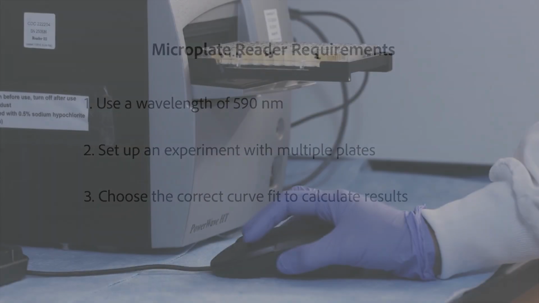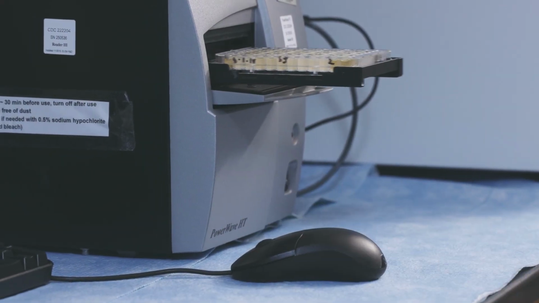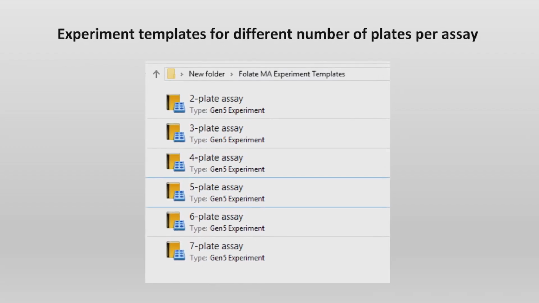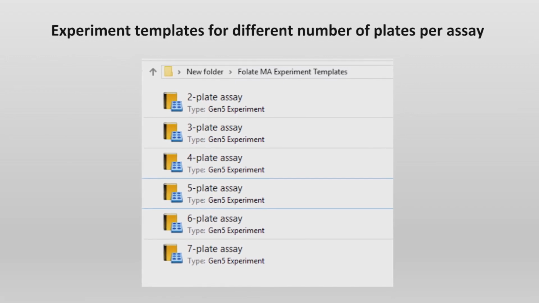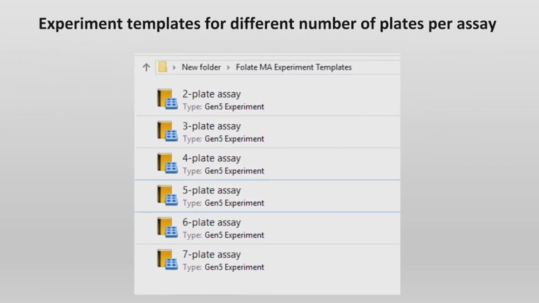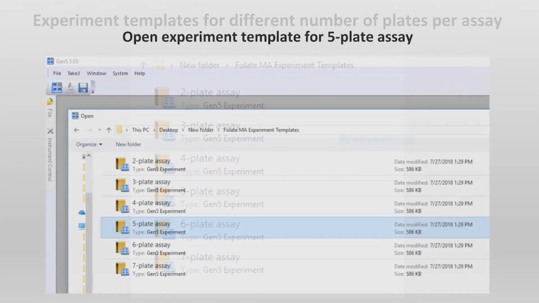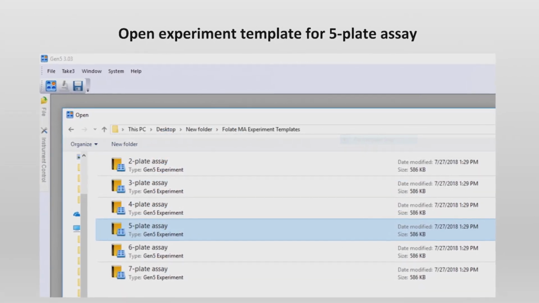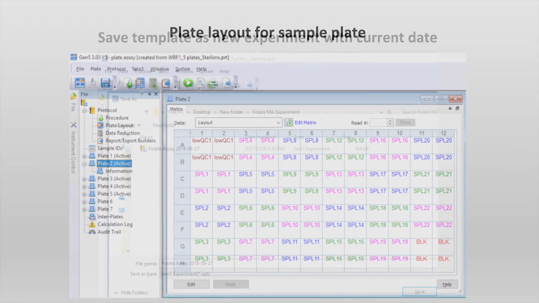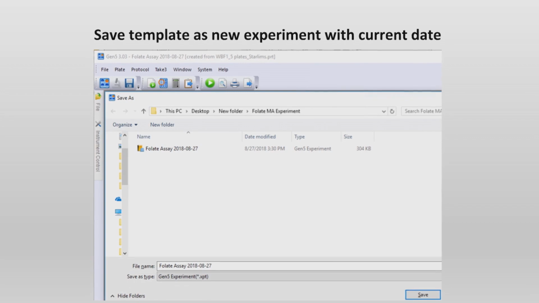We use the Biotek Power Wave Reader with Gen5 software to collect data. For more flexibility with the size of your run, either fewer or more plates, you can generate different experiment templates according to the number of plates used in the run. Open the experiment template with the number of plates corresponding to your run and save it with a new name, such as today's date.